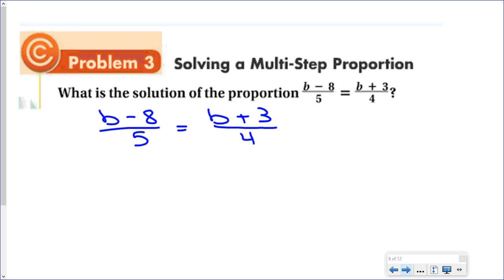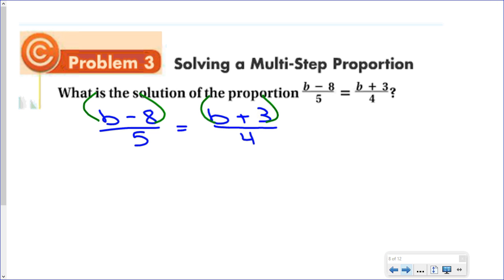First thing you notice is the tops, the numerators. There is more than one term. There's a b, and then there's the 8. Same thing with the other one. There's the b, and then there's the 3 there. So if you have more than one term, what you do is you put parentheses around it. Anything that has more than one term, you put parentheses around. That's something I would put on the left-hand side of your notes.